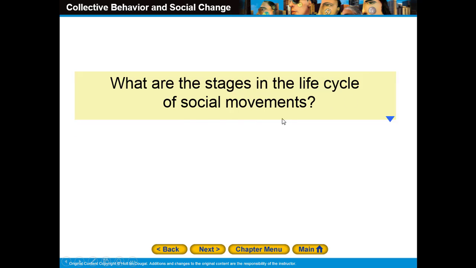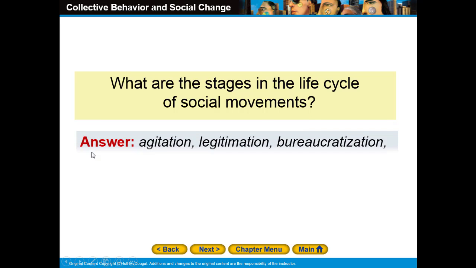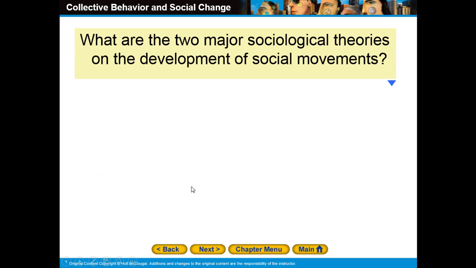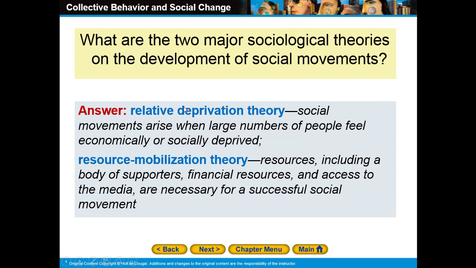What are the stages in the life cycle of the social movements? The four stages. The first one, agitation, legitimation, bureaucratization, and the last one, institutionalization. What are the two major sociological theories on the development of social movements? We have two theories. We have the relative deprivation theory and the resource mobilization theory.